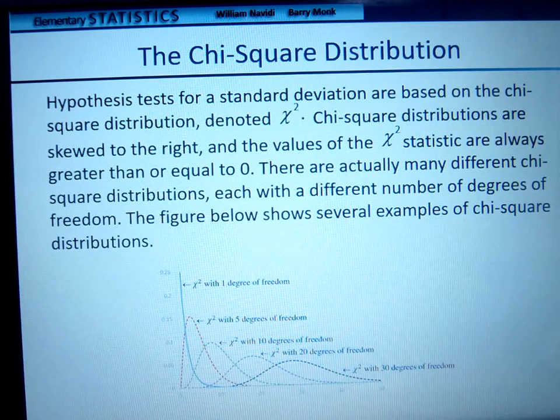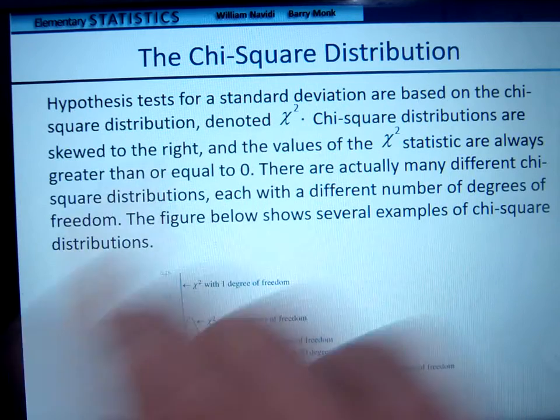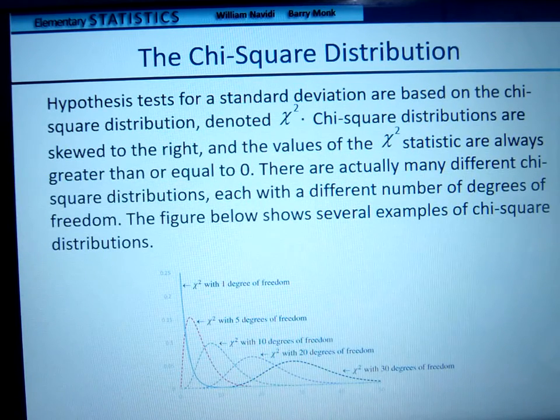The hypothesis tests for the standard deviation are based on the chi-square distribution. As we know, chi-square distributions are skewed to the right, and the values of the chi-square statistic are always greater than or equal to 0. There are many different chi-square distributions with different degrees of freedom. The figure below reminds us of several examples of chi-square distributions.